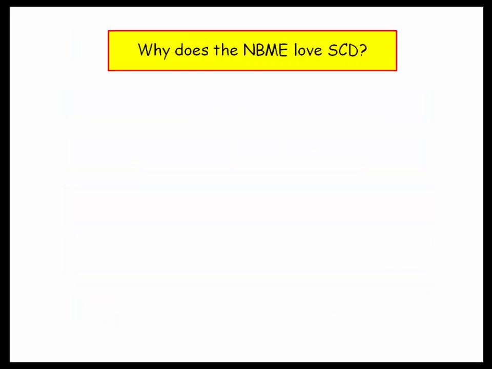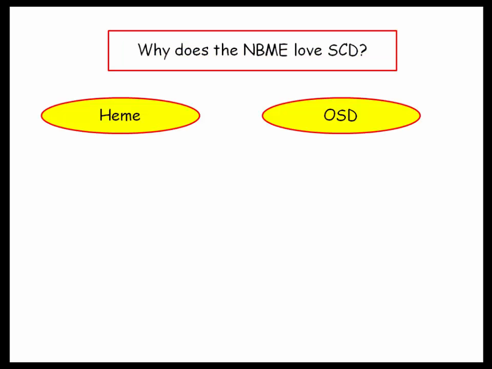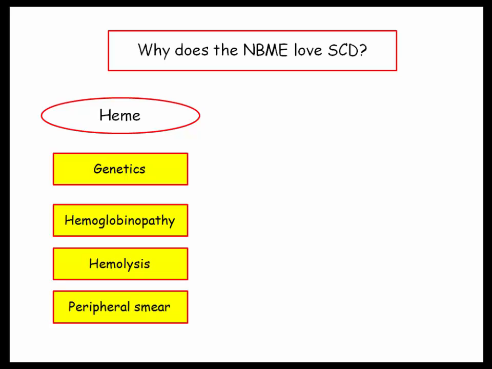So why does NBME love sickle cell disease? And make no mistake about it, they do love this disease, and here is why. First, we have heme and organ system manifestations. Under heme, we have a genetic mutation. We have a hemoglobinopathy, and we have cells undergoing hemolysis. Further, once the spleen is wiped out, we have several peripheral blood smear abnormalities. There are lots of derivatives in here.